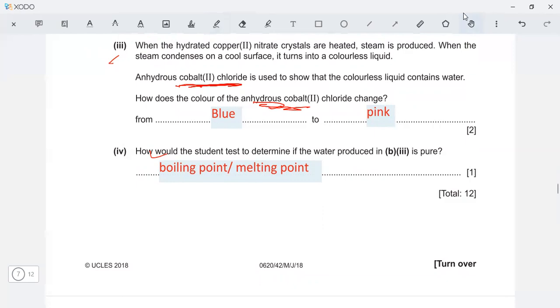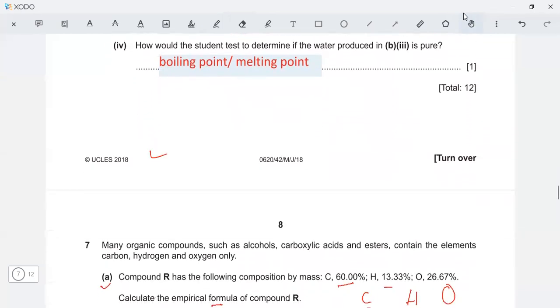Basically, the anhydrous cobalt chloride paper will change from blue to pink color. Blue to pink color. So if there is a presence of water in the cobalt chloride paper, then it changes from blue to pink. Okay, this gives you the change of the color.